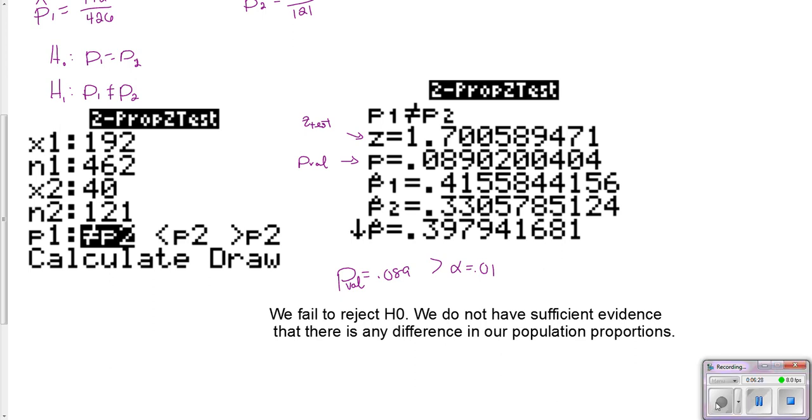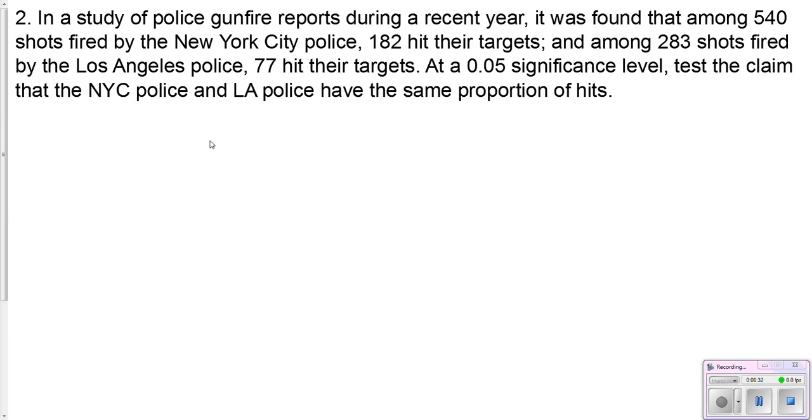Let's go ahead and look at an additional problem here. In a study of police gunfire reports during a recent year, it was found that among 540 shots fired by the New York City police, 182 hit their targets, and among 283 shots fired by the LA police, 77 hit their targets. At a 0.05 significance level, test the claim that the NYC police and LA police have the same proportion of hits. So, same thing we did before, take a moment and fill in what we know.